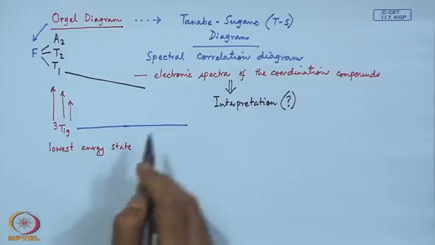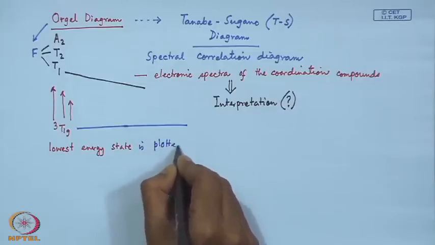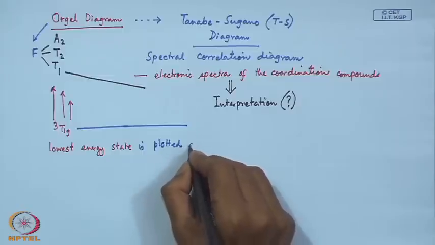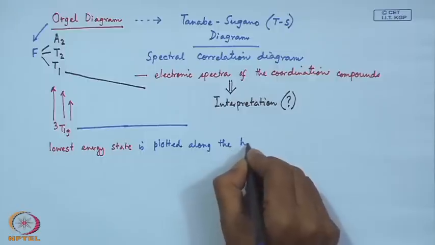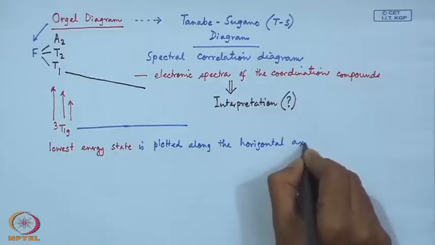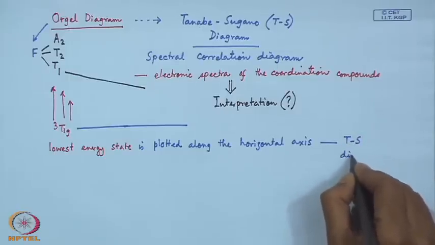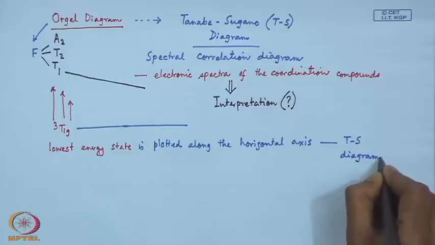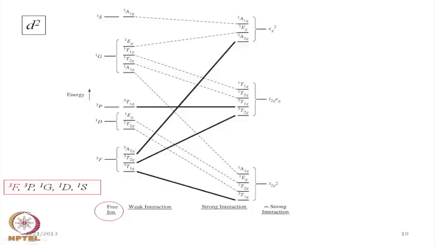So, this lowest energy state is basically plotted along the horizontal axis. That gives us our TS diagram. So, how we get these correlations, we can find out from this diagram simply.